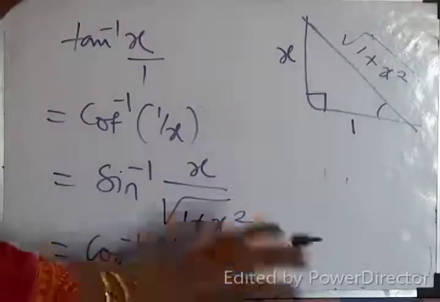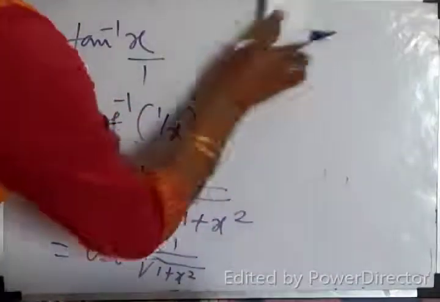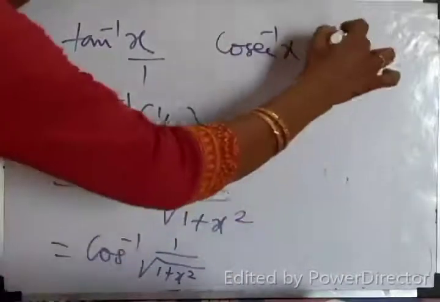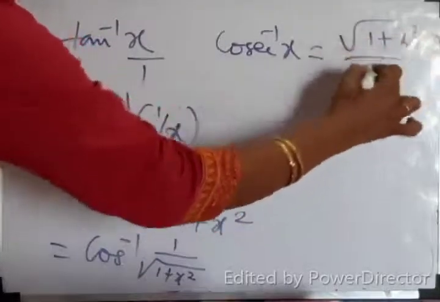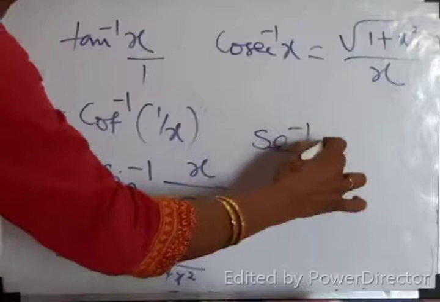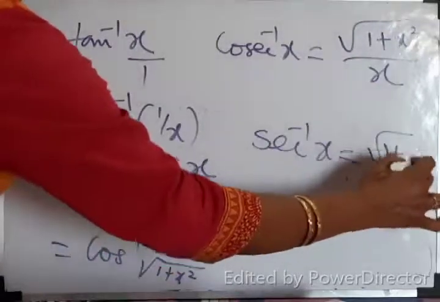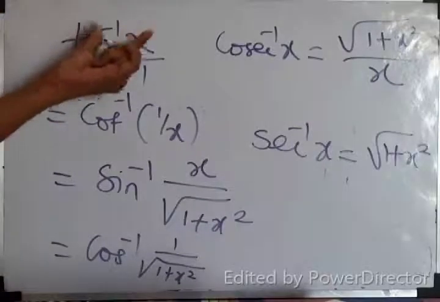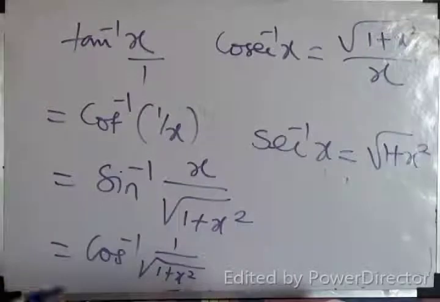Correct? What is cosecant inverse? I'll rub this immediately because already it is there. So what is cosecant inverse x? Cosecant inverse x is the reverse: root of 1 plus x squared by x. What is secant inverse x? Root of 1 plus x squared by 1. Correct? That's all. If any one data is given, you can convert into all the other inverse trigonometric functions. So it is called conversion property. Do you understand, children? Conversion property.